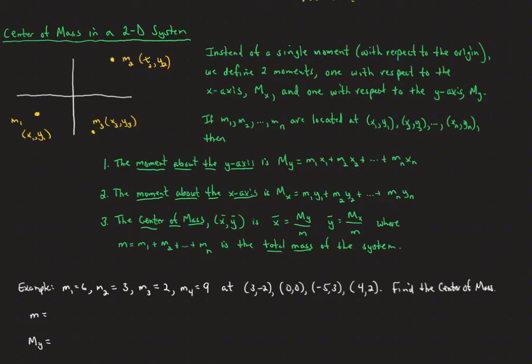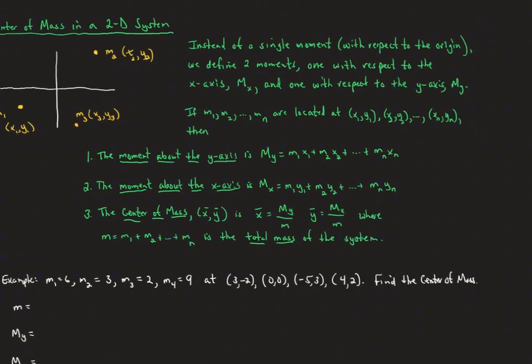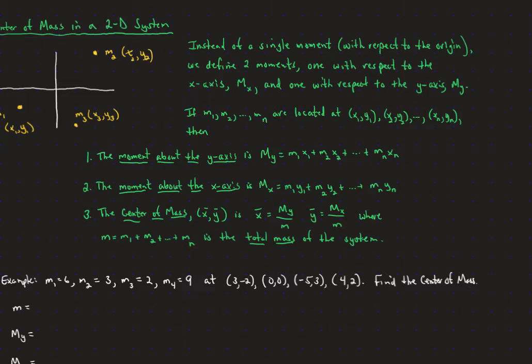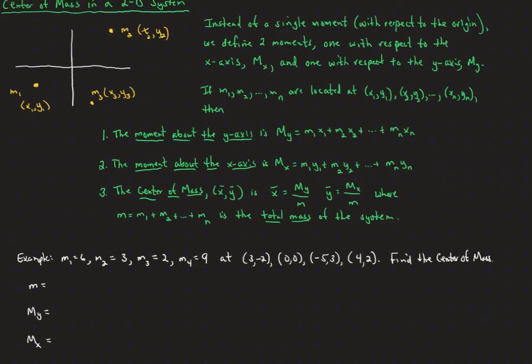So if we have these different masses, m1 out to mn, and they have their various locations given by their x and y coordinates, x1, y1 out to xn, yn, then the moment about the y-axis, and this is maybe a little bit disconcerting at first because it doesn't seem like it's right, but if you think about it a little harder, it should hopefully make sense.